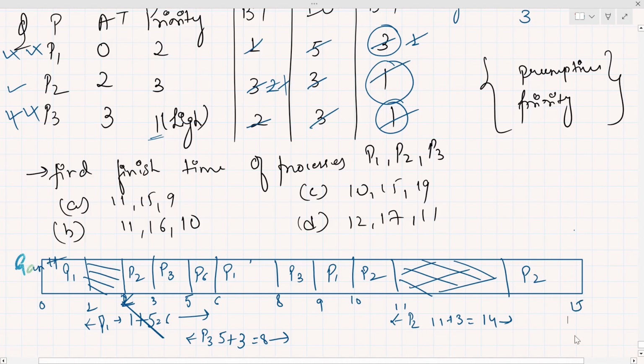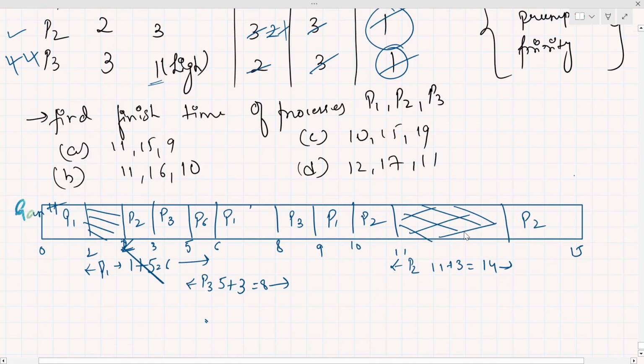Okay, so this is how the Gantt chart basically looks. Now you can see the options as well. Okay, so this is 9, not 19, it's comma 9. Now we have to write the completion times in the sequence P1, P2 and P3. For P1, the completion time is 10, for P2 it is 15, and for P3 it is 9. So option C matches with this. So C is the correct answer.